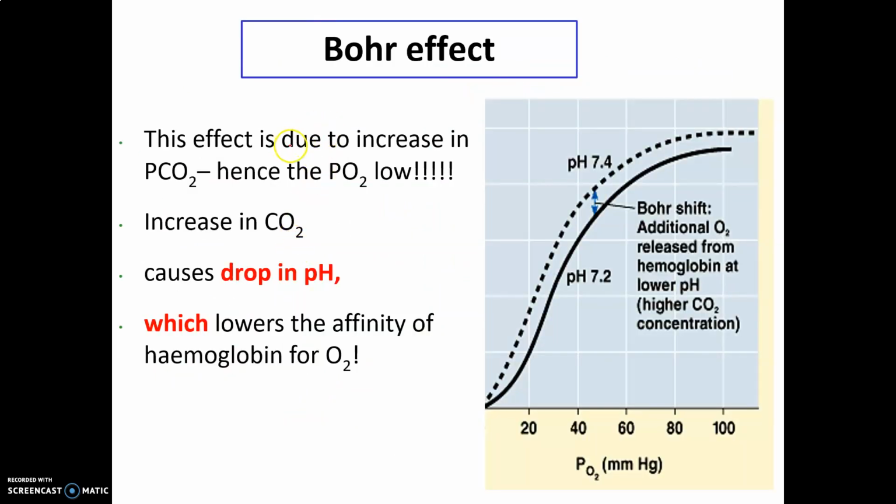Okay. Bohr's effect ialah effect due to the increase in partial pressure of carbon dioxide, hence partial pressure of oxygen is low. So adanya increase in carbon dioxide concentration, dia akan cause drops in pH, okay, disebabkan adanya formation of carbonic acid, hemoglobin acid dan sebagainya. Itu semua adalah acid, so dia akan reduce in pH, which lowers the affinity of hemoglobin kepada oksigen. That's why dia punya curve akan shift to the right, okay. Adanya this what we call Bohr shift, additional oxygen release from hemoglobin.